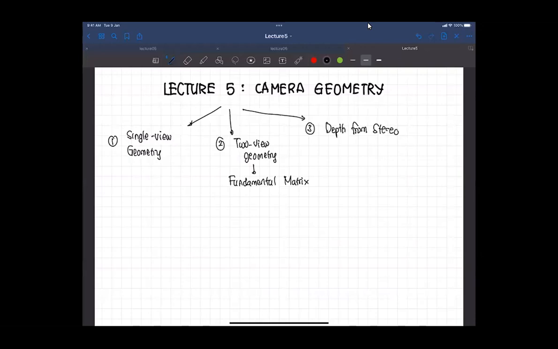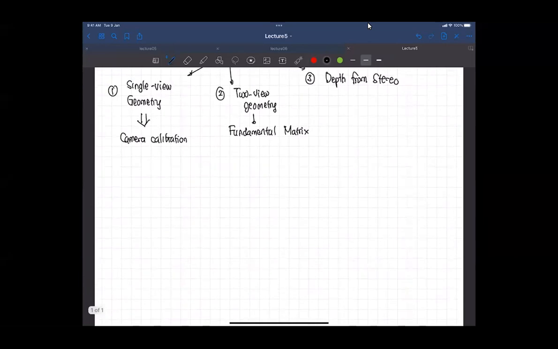In single view geometry, the first topic, we will learn about camera calibration. All three subtopics, single view geometry, two view geometry, and depth from stereo, are connected to each other. To understand depth from stereo, you need to understand two view geometry in the form of the fundamental matrix. And to understand the fundamental matrix, you need to understand single view geometry or camera calibration. Okay, so let's start with camera calibration.